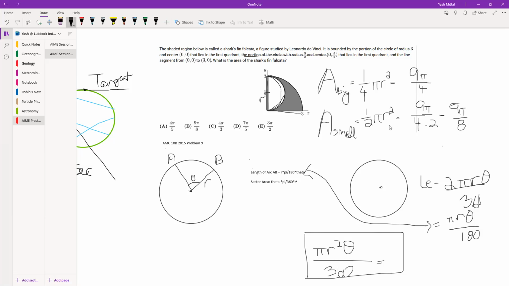So now I'll let you guys do the rest. How do we combine these two? We have the area of the big and the area of the small. What do we do so that we can find the area of the shark's fin falcata? You can type the answer in the chat. Actually, I recommend you type the answer in the chat for me, or you can just tell me the answer choice which corresponds to it.